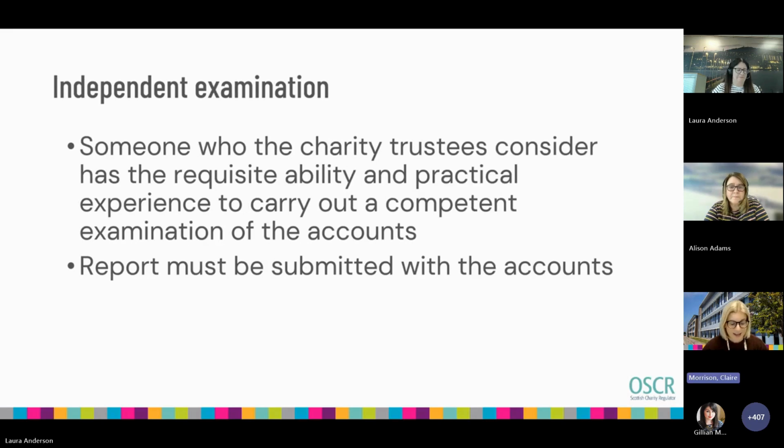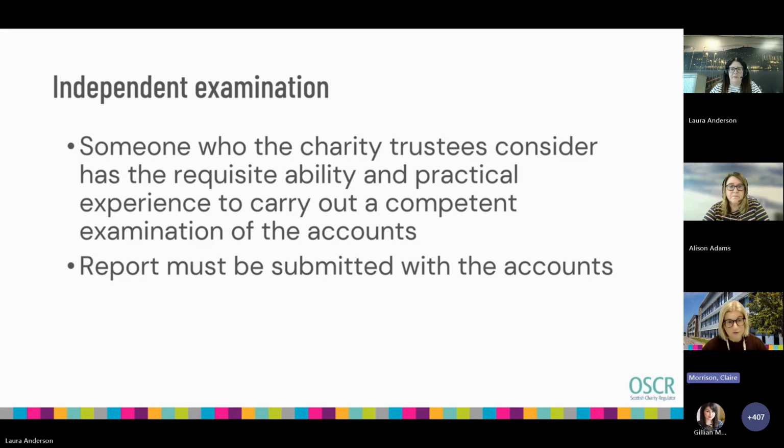Next slide, thank you. So all charities must have their accounts externally scrutinised each year. And the aim of this external scrutiny is to give a degree of confidence in the words and figures presented in the accounts and to confirm that they have been prepared in accordance with the accounting regulations. The review must be carried out by somebody independent of the charity, and they must then produce a report which confirms that they have examined the accounts in accordance with the relevant legislation.